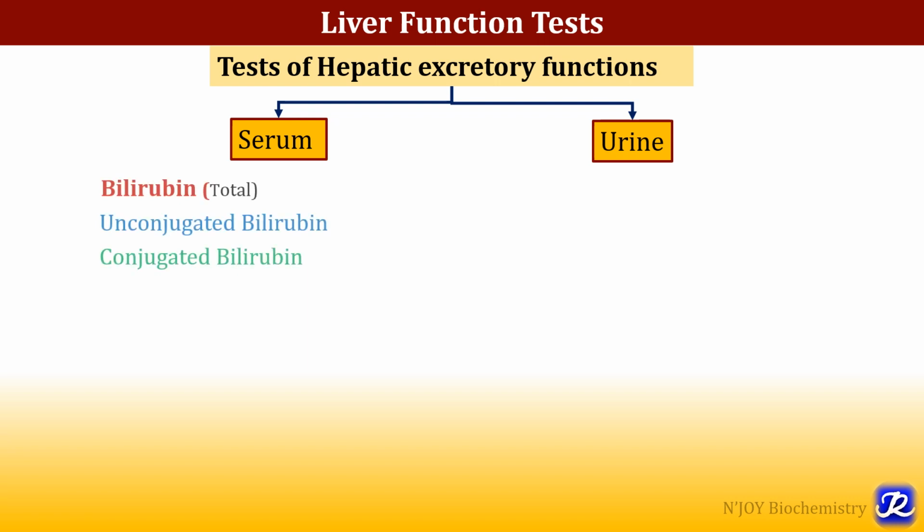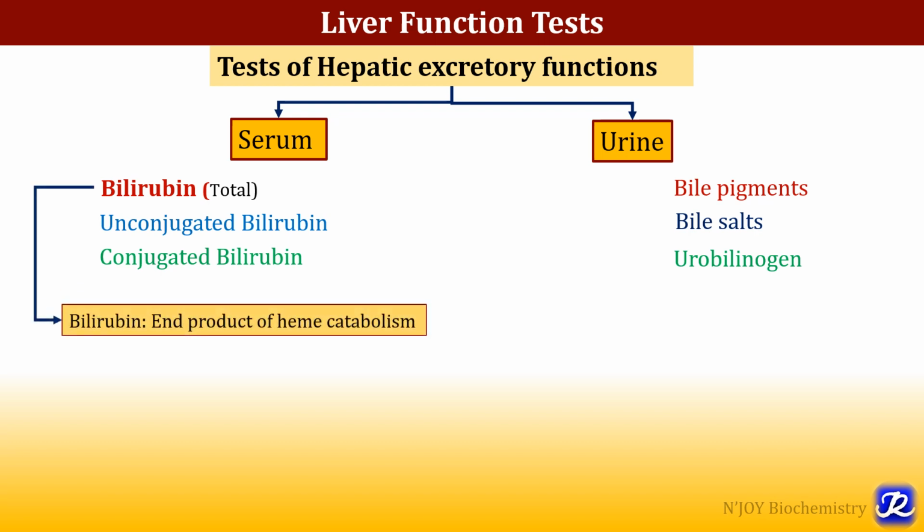Estimation of serum bilirubin, unconjugated and conjugated bilirubin, as well as urine analysis for bile pigments, bile salts and urobilinogen, are called the tests of hepatic excretory function. And we should have a basic idea about what is bilirubin, how it is formed, what is the difference between unconjugated and conjugated bilirubin, and what are bile pigments, bile salts and urobilinogen.